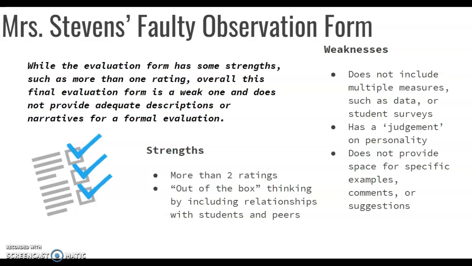It does have more than 2 ratings, which is a plus. Based on the research we've done during these last 6 weeks, we know that systems with more than 2 ratings tend to be more accurate representations of what's really happening in the classroom. And it does include some out-of-the-box thinking by including relationships with students and peers. So it's not the worst form I've ever seen, but it definitely is not a strong one and not one that I would use on my campus or in any of my schools.